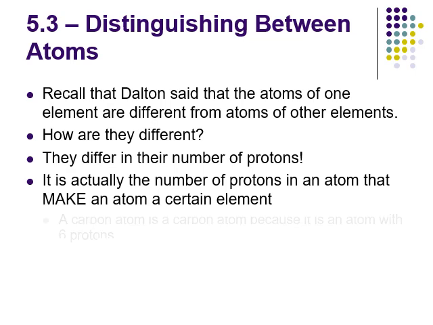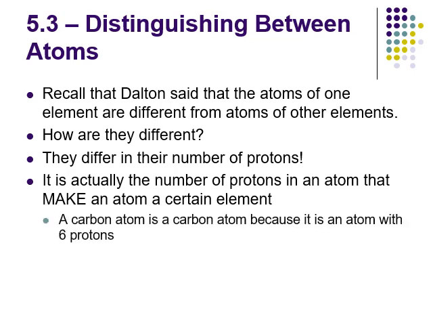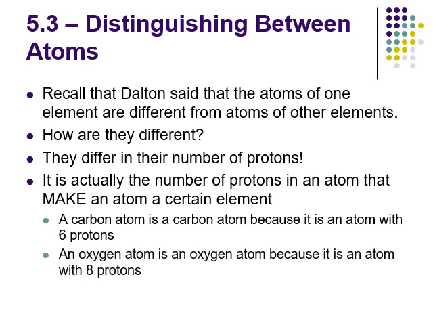So for instance, a carbon atom is a carbon atom because it has 6 protons. Every atom with 6 protons is carbon. If we go to a distant planet and we find an atom with 6 protons, we go, oh, there's carbon. That is kind of what defines the different elements, a differing number of protons. Oxygen is oxygen because it has 8. All oxygen atoms have 8 protons. That's just how it works.